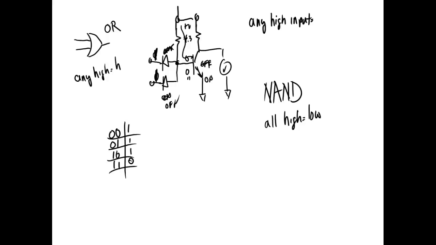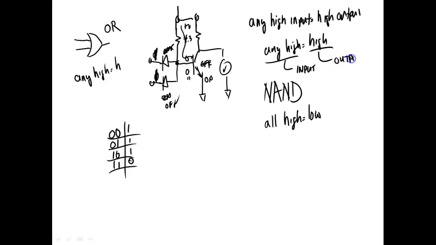So we're going to abbreviate this, right? Instead of saying this all the time, any high equals high output. This is the way we're going to say it: any high equals a high. So what we're always going to do on this side, we're going to talk about the inputs. On this side, we're going to talk about the outputs. Now, of course, I could come up here and do this.